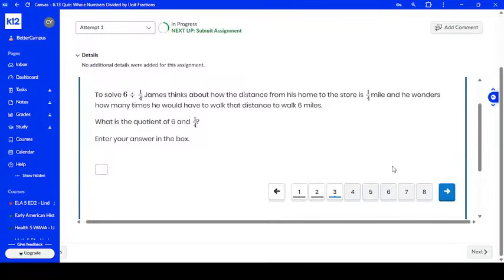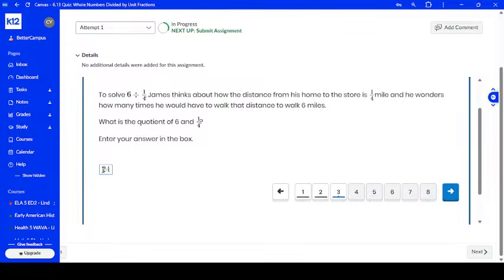What is the quotient of 6 and 1/4? Tell me in the live stream chat. What is the answer? You have 10 seconds to tell me the answer. 10, 9, 8, 7, 6, 5, 4, 3, 2, 1. The answer is 24.